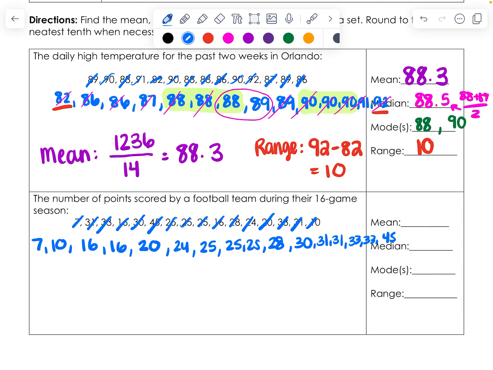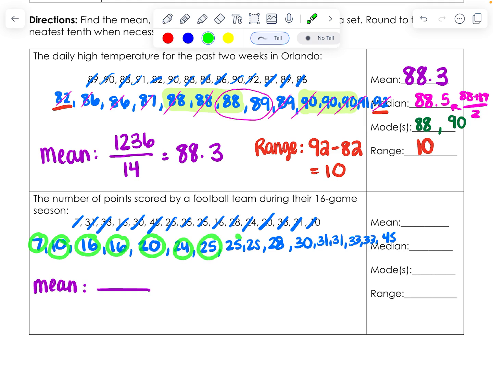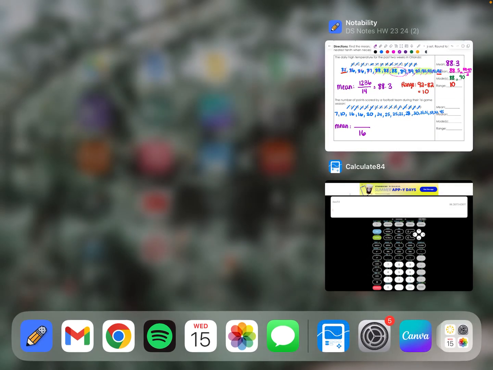All right, so to find the mean, I'm going to wait and do the median after because I don't want to cross out all my numbers quite yet. To find the mean, remember we're adding up all those numbers and dividing by how many numbers we have total. So it looks like we have 1, 2, 3, 4, 5, 6, 7, 8, 9, 10, 11, 12, 13, 14, 15, 16 numbers in all. So we're dividing by 16. But we need to add all these up in our calculator. So I'm going to switch to there.